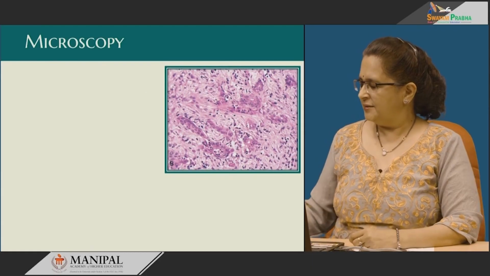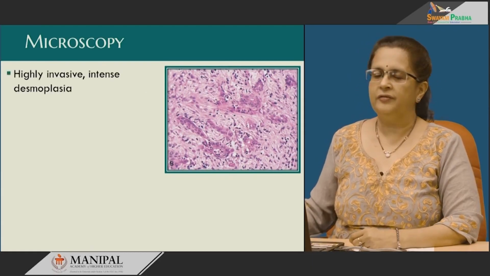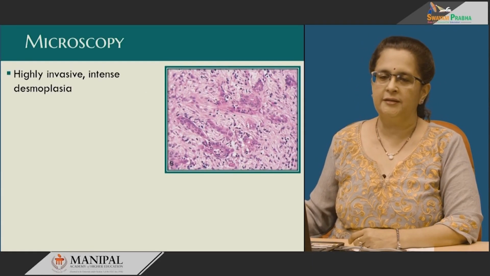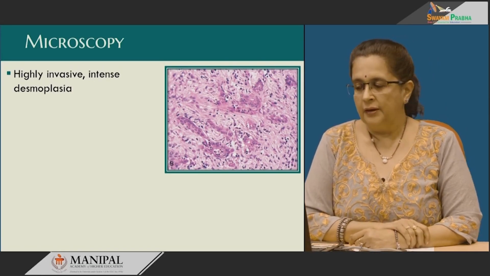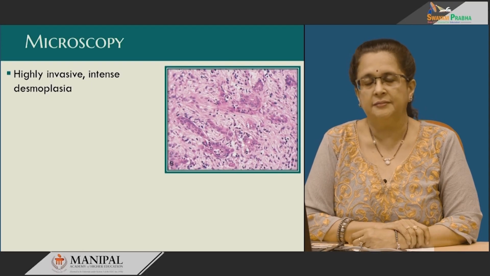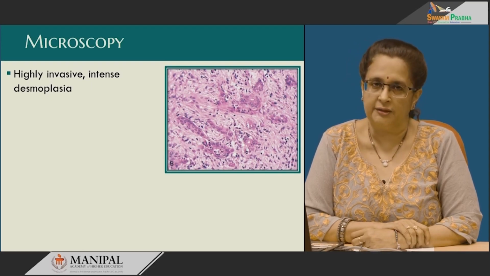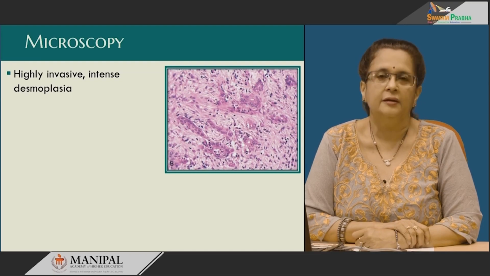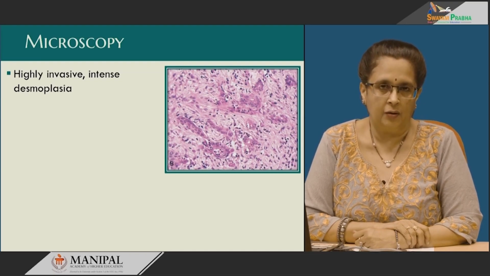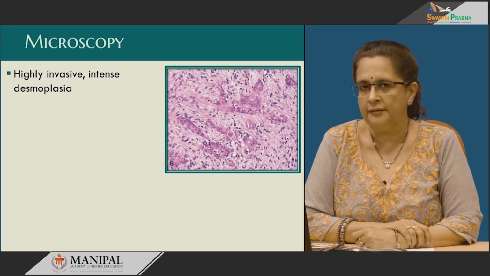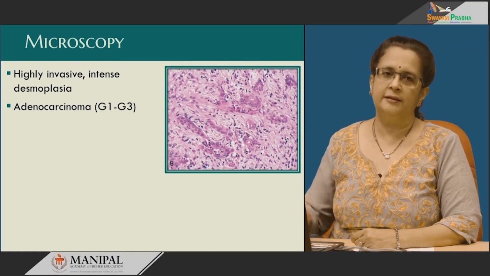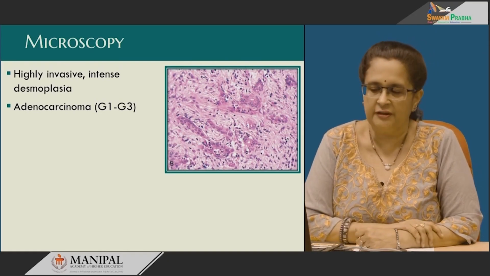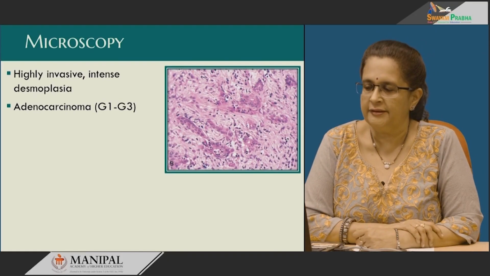Microscopically, this lesion is characterized by a high degree of invasion and intense desmoplasia. The desmoplasia is quite a lot, and in fact, whenever a biopsy is taken, sometimes it becomes very difficult to distinguish whether it is a well differentiated ductal adenocarcinoma with dysplasia and inflammation, or a case of chronic pancreatitis with repair atypia.